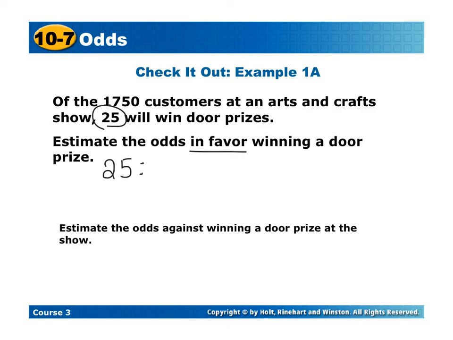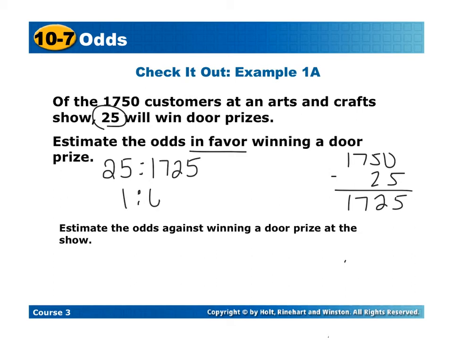So if there's 1,750 options, and 25 of those are favorable, that leaves us with 1,725 chances. That would be against winning, and then we could reduce from there. Just like we simplified before, these would both be divisible by 25, and this would reduce down to a 1 to 69 odds in favor of winning the door prize.